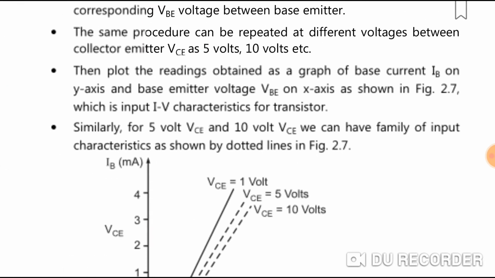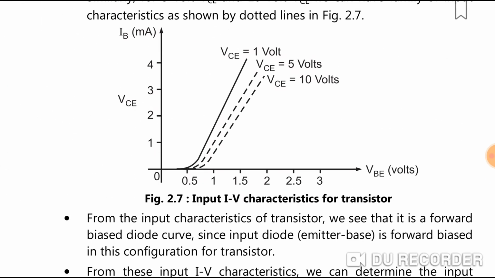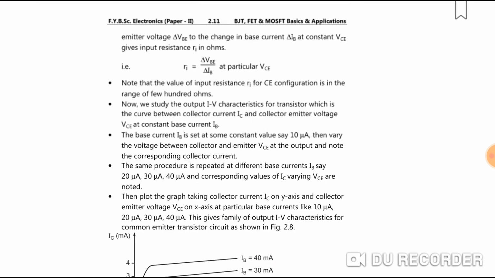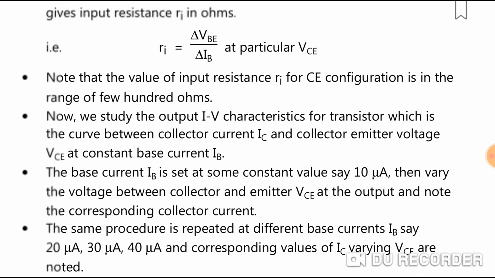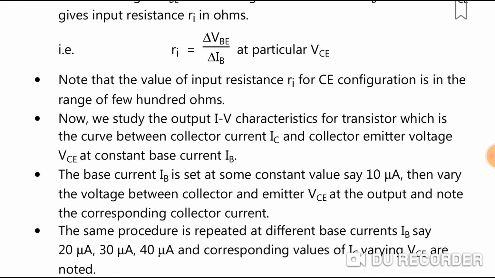You just see the IV characteristic. So from this you can find out the input resistance. Note that the value of input resistance Ri for CE configuration is in the range of a few hundred ohms.